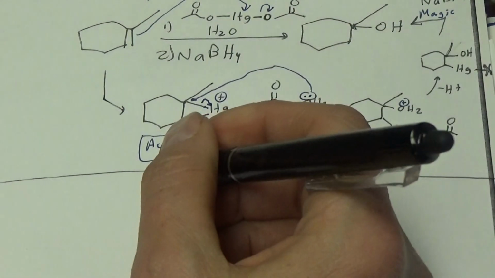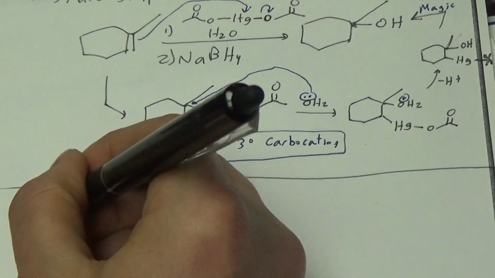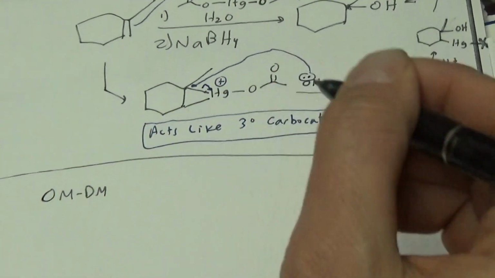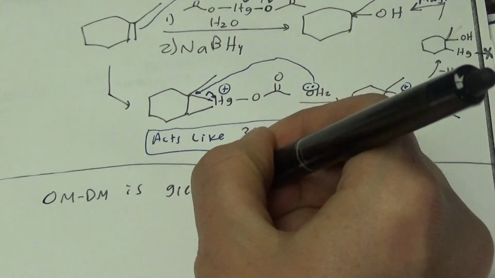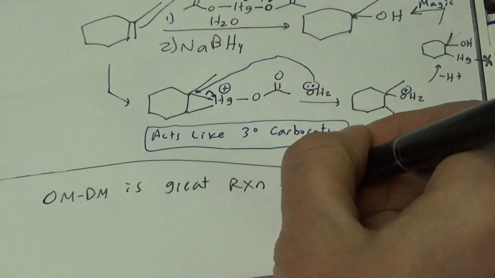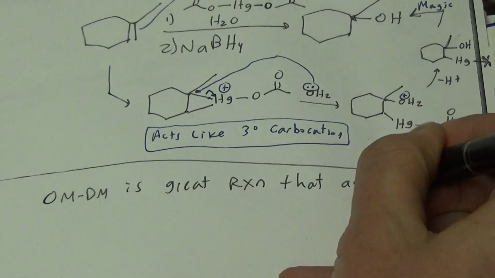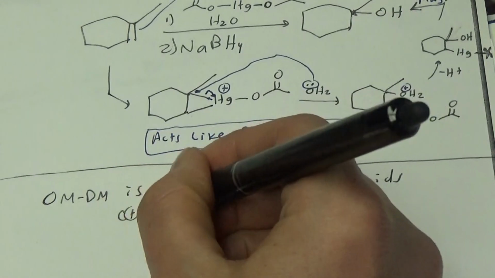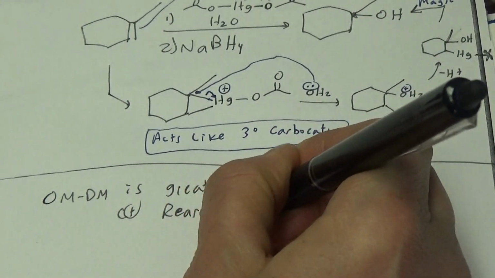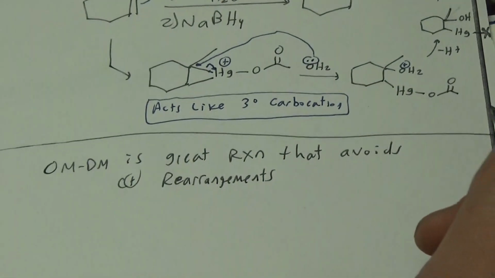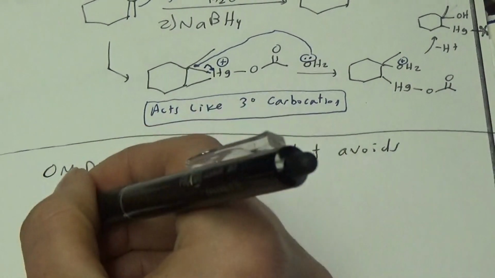I think I pointed this out. OMDM is a great reaction that avoids carbocation rearrangements, which are usually considered a nuisance. It's like you don't want those to happen. Let's just show another example of that.